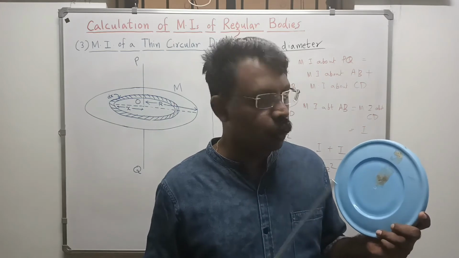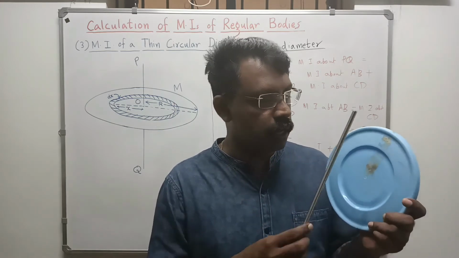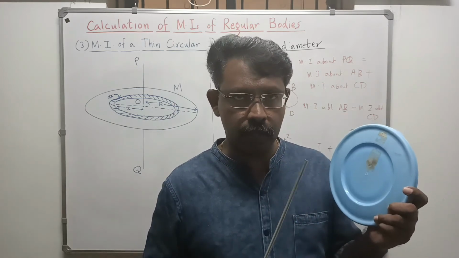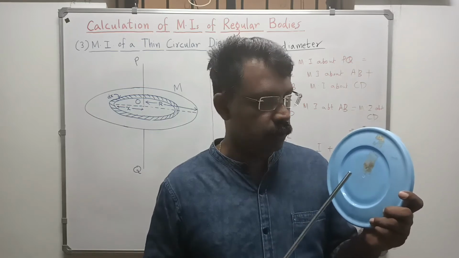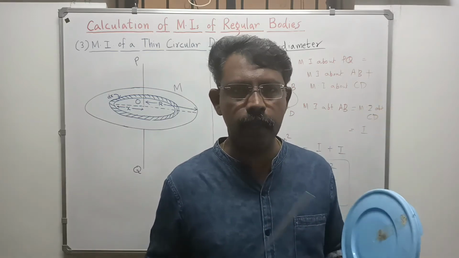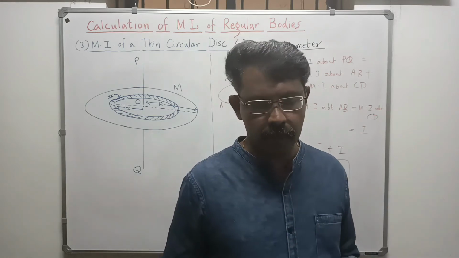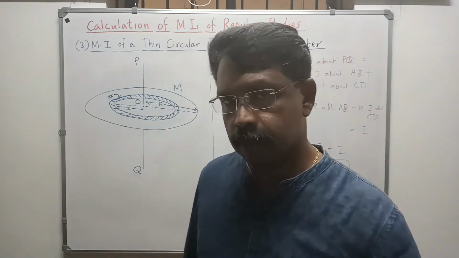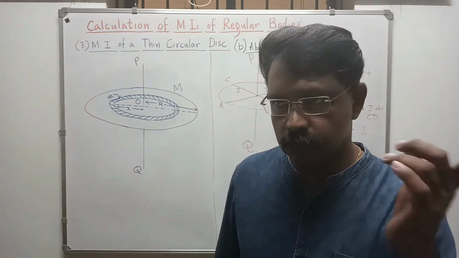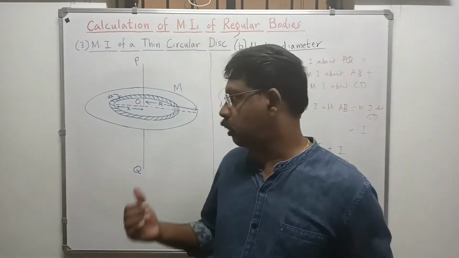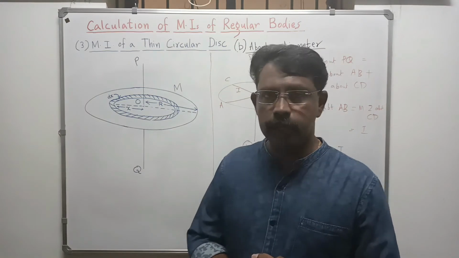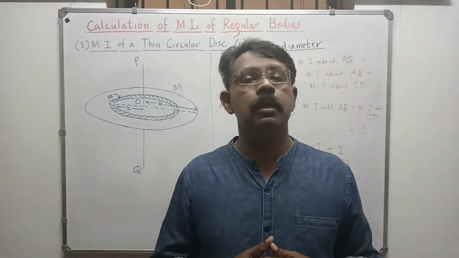So if you know the moment of inertia of an object about a particular axis, we can find out the moment of inertia of the body about any other axis by applying any of the theorems, that is the parallel axis theorem and the perpendicular axis theorem. Now we have covered the moment of inertia of a rod, a ring and a disk. The next topic is the moment of inertia of a solid cylinder.